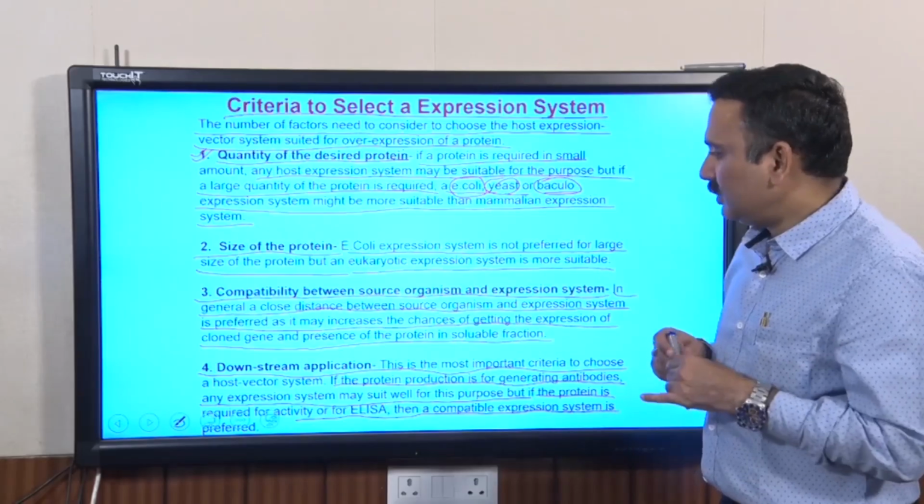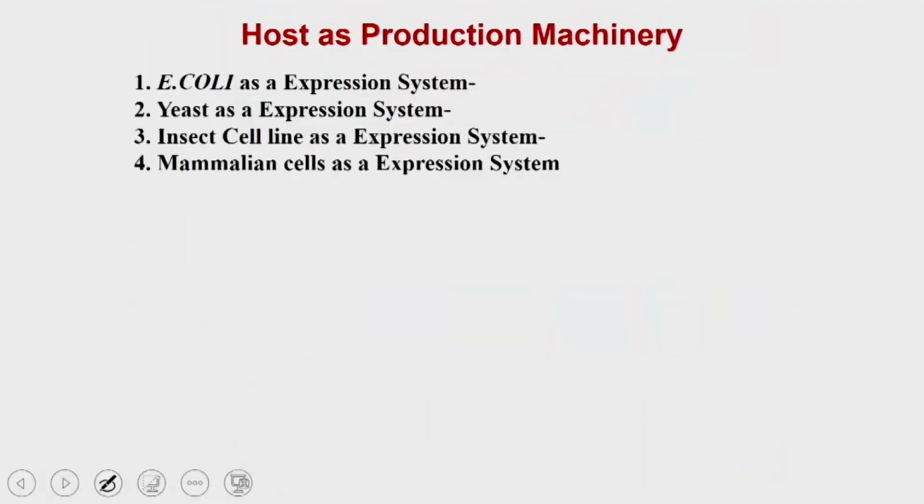So, in today's lecture, what are we going to discuss? We are going to discuss 4 different expression systems, such as E. coli as an expression system. We are going to use yeast as an expression system. We are going to use insect cell line or the baculovirus as an expression system, and at the end we are also going to use the mammalian cell as an expression system.